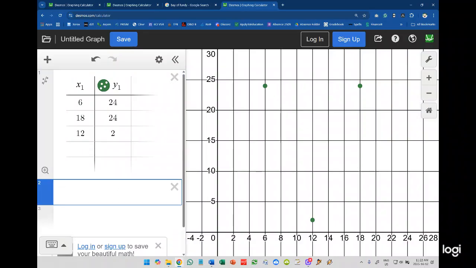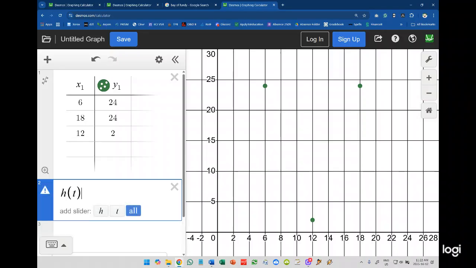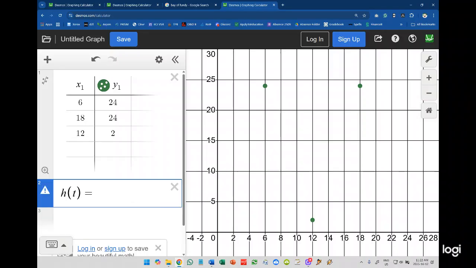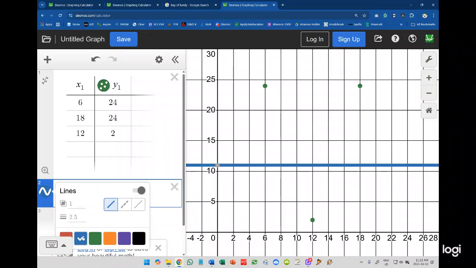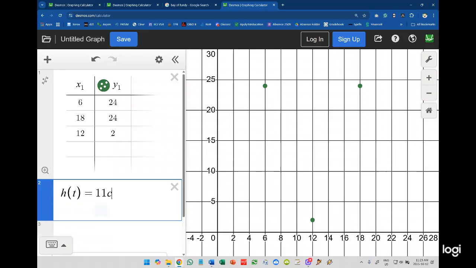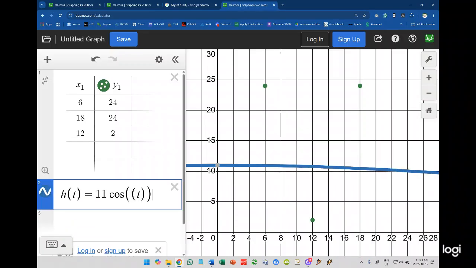Okay, so my function. Again, I'll use height at time, since I'm modeling the height of the tides over time. And I know that there's a maximum of 24 and a minimum of 2. Those are 22 meters apart. So from max to min is 22. Half of that will be 11. Now I really feel like I should be using blue since it's tidal water. Okay, cos, double bracket.